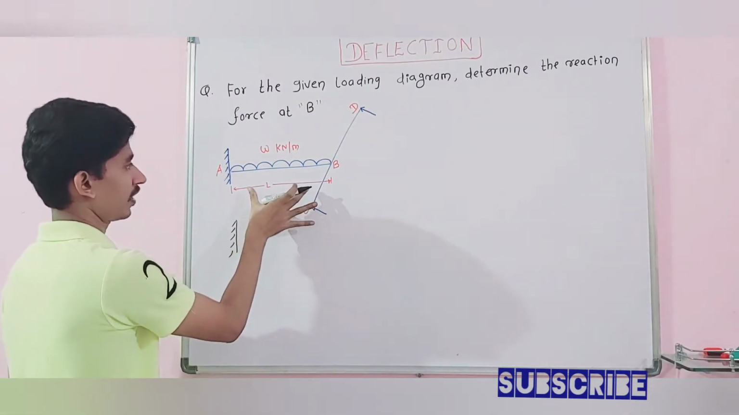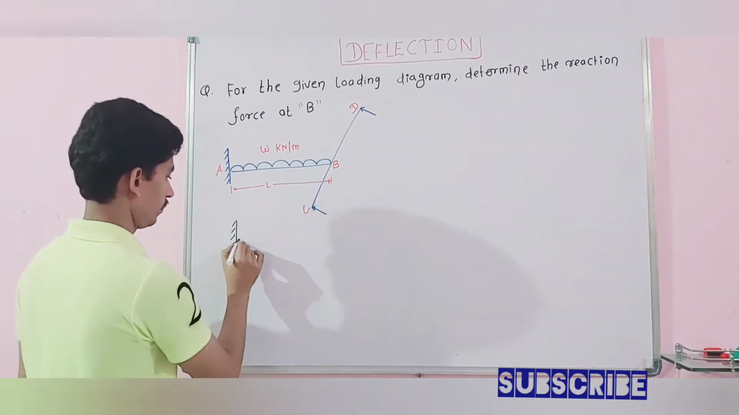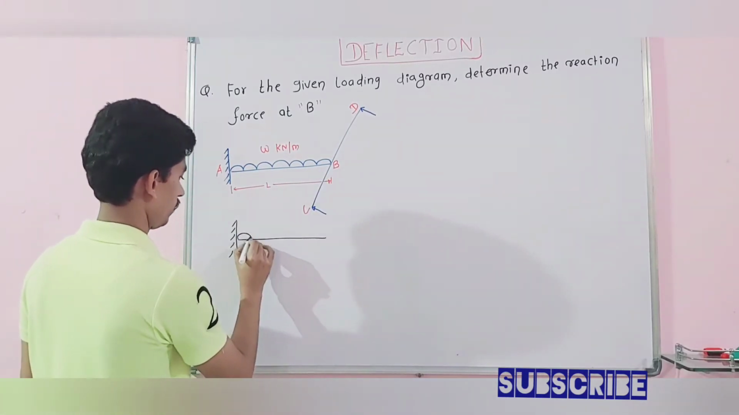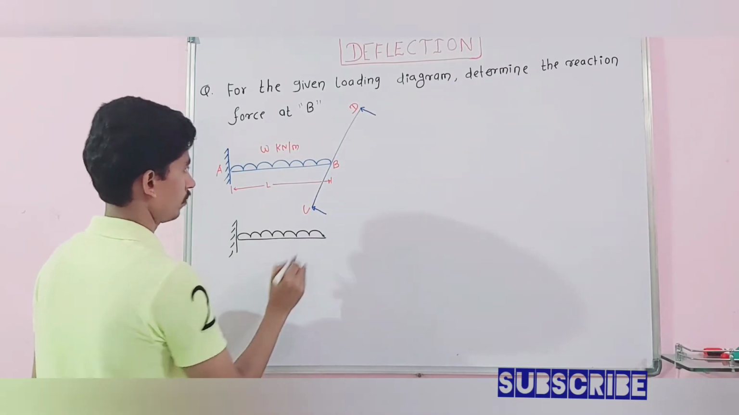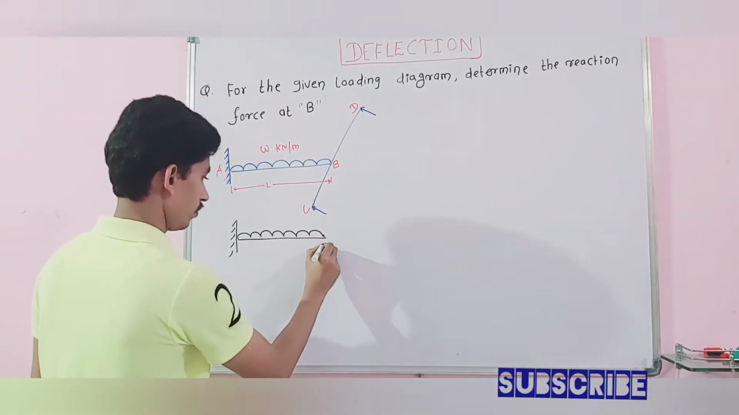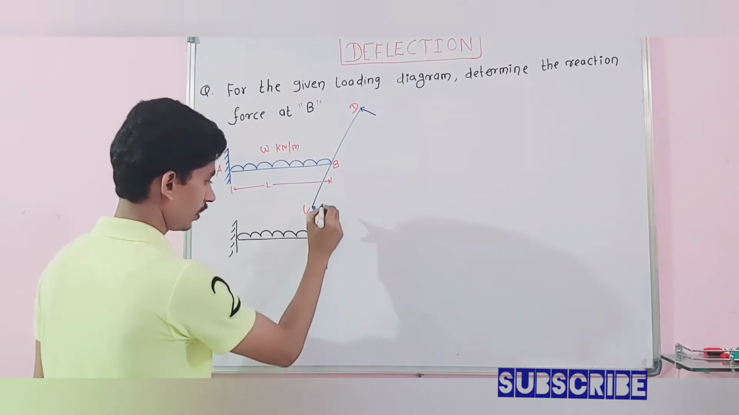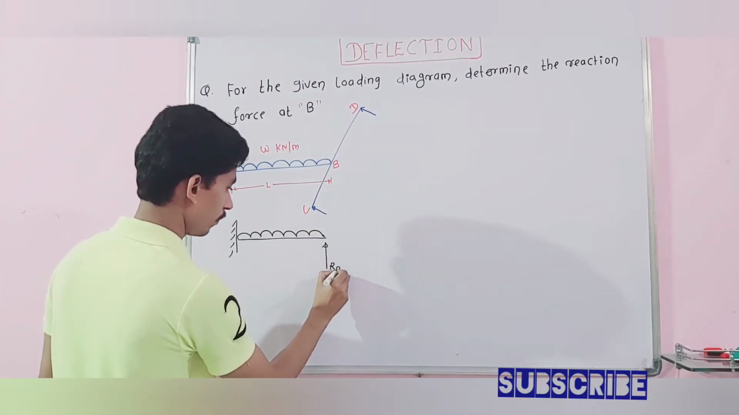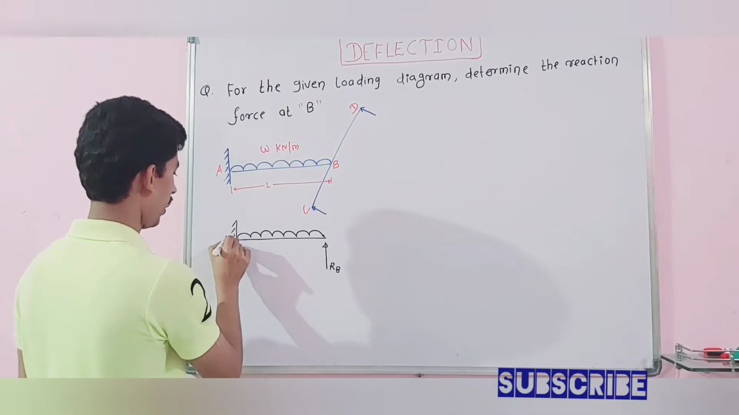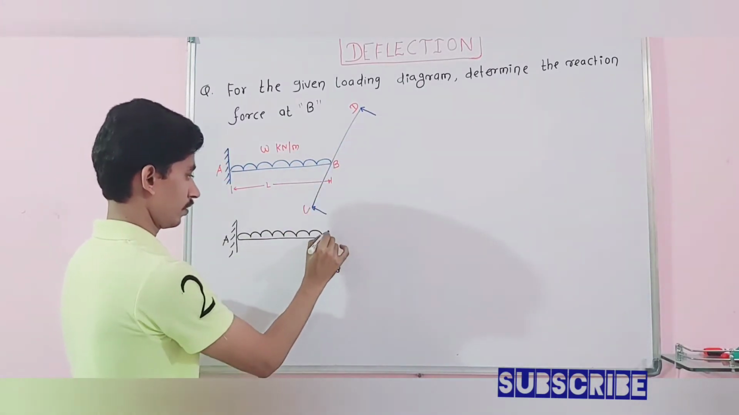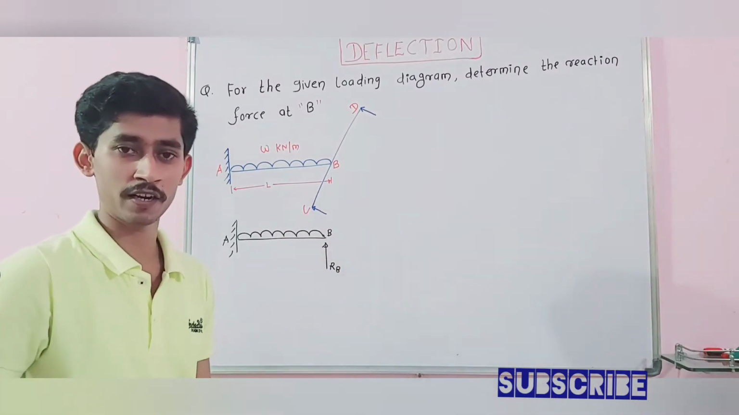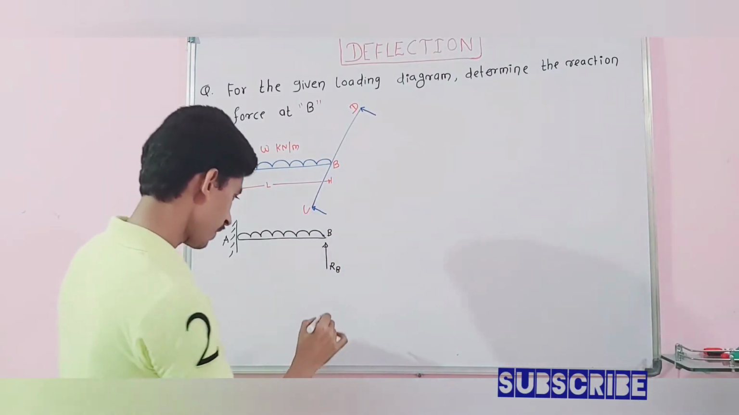So this length is given as L. This point will be B. Here is my reaction force at B, RB. This is my point A. If I resolve the second figure, or draw the free body diagram for the second figure, what will we get?